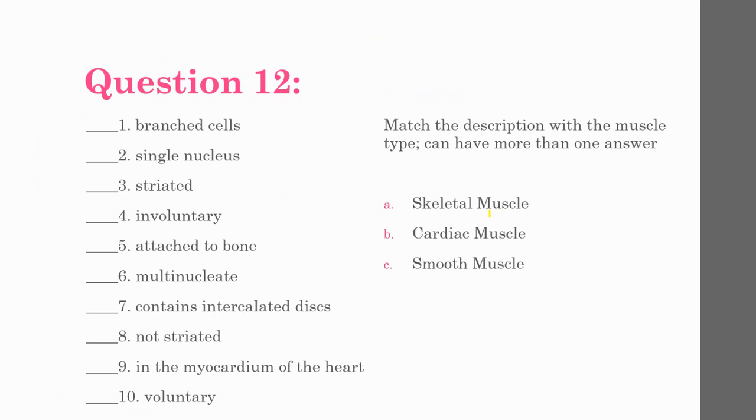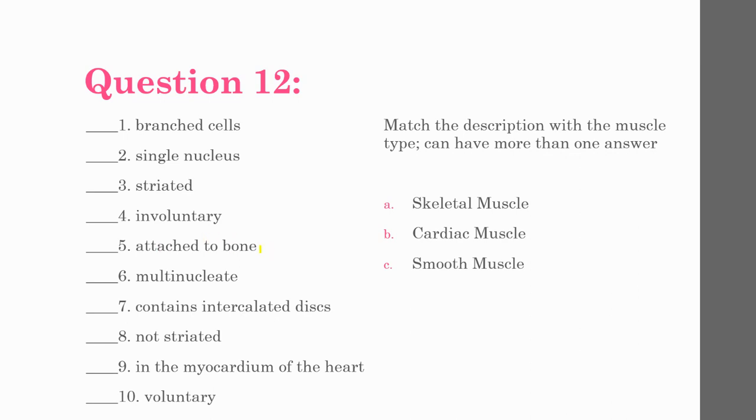And so let's match the description. You can have more than one answer. Okay, branch cells, that was cardiac. Single nucleus, that is actually a couple of them. The single nucleus can be found in both the cardiac and the smooth. The striated, that's going to be a couple. The skeletal muscle is striated, cardiac muscle is striated. Involuntary, that's also going to be two. The cardiac was involuntary, smooth was involuntary.